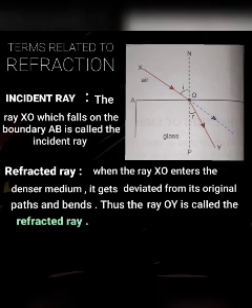Terms related to refraction. Incident ray: ray XO, which falls on the boundary AB, is called the incident ray. Refracted ray: when the ray XO enters the denser medium, it gets deviated from its original path and bends. Thus the ray OI is called the refracted ray.